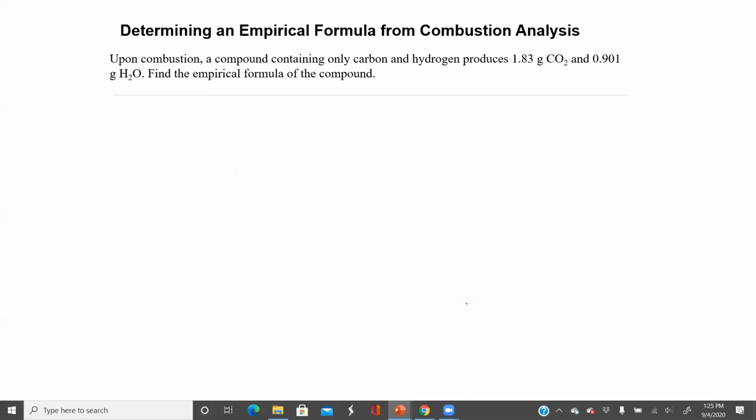So here's a challenging problem. I have the combustion of some fuel. Now this particular example, we only have carbon and hydrogen, okay? And it produces 1.83 grams of CO2 and 0.901 grams of H2O. What's the empirical formula? So I'm looking for the X and Y. I'm looking for the mole ratios of carbon to hydrogen.